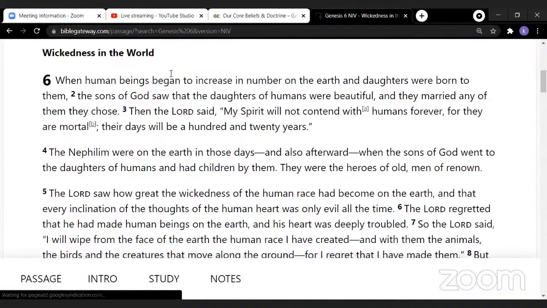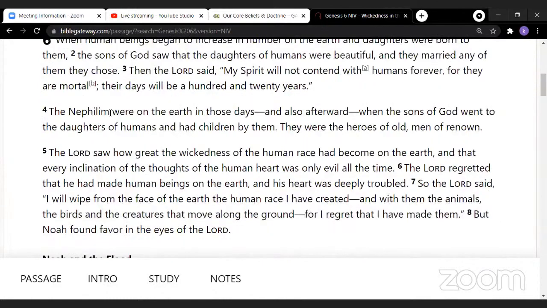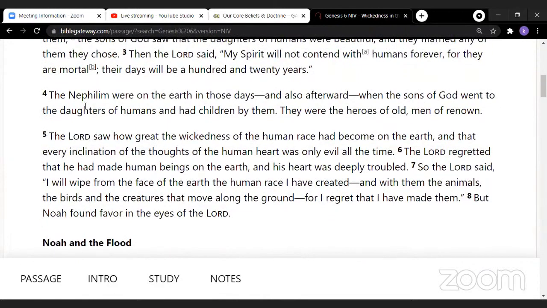When human beings began to increase in number on the earth, and daughters were born to them, the sons of the Most High saw the daughters of humans were beautiful, and they married any of them. Then the Most High said, my spirit will not contend with humans forever, for they are mortal. Their days will be 120 years. The Nephilim were on earth in those days, and also afterward, when the sons of the Most High went into the daughters of humans and had children by them. They were the heroes of old, men of renown.